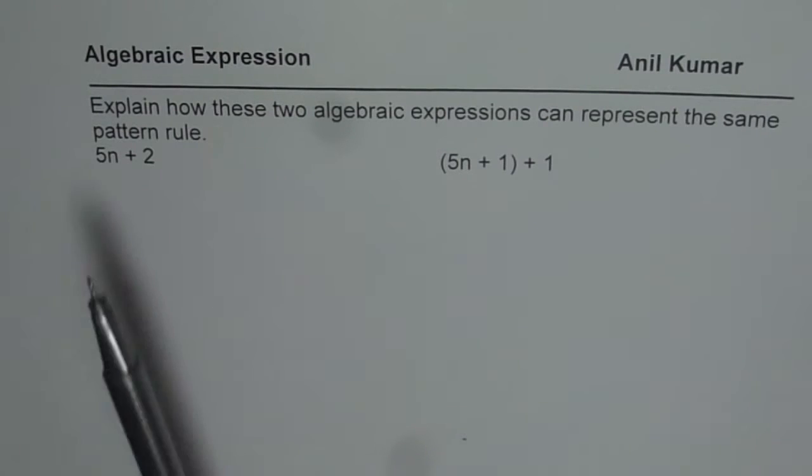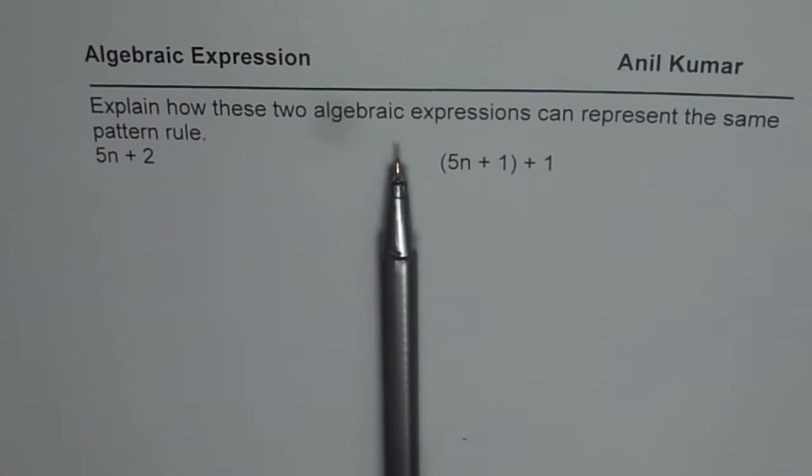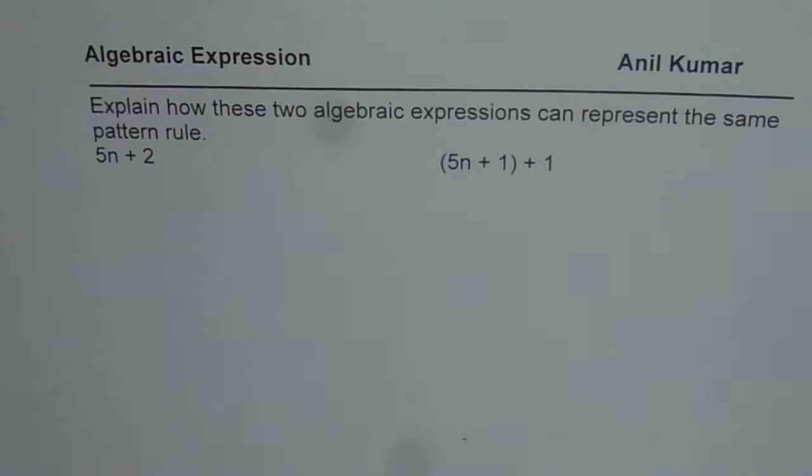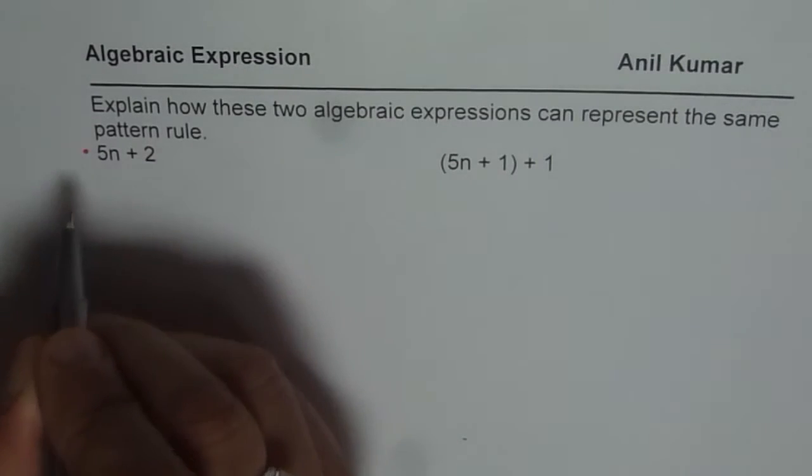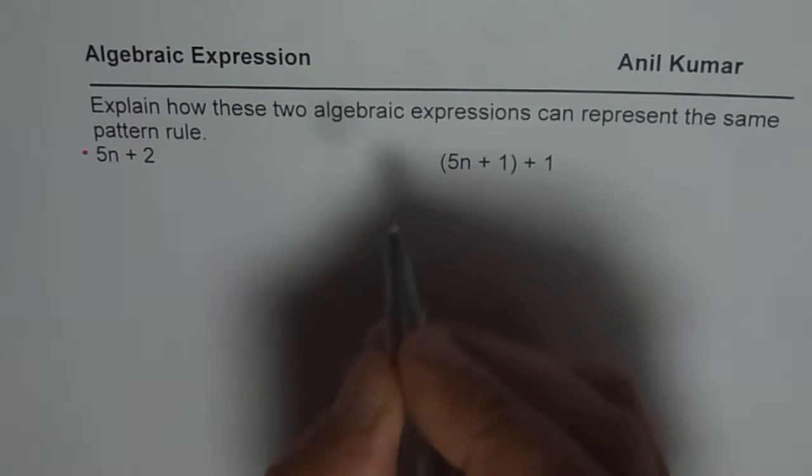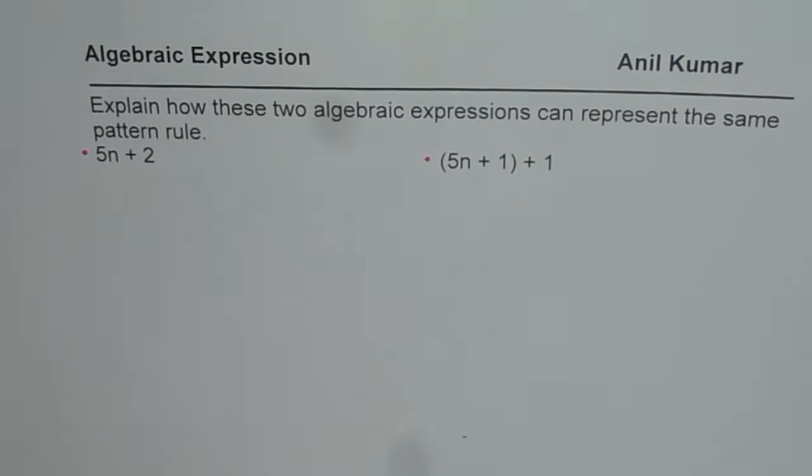It says, explain how these two algebraic expressions can represent the same pattern rule. So the two expressions given to us are 5n + 2, and the other one is 5n + (1 + 1), right? So that is how they are written. We need to explain how these two expressions could relate to exactly the same pattern, right?